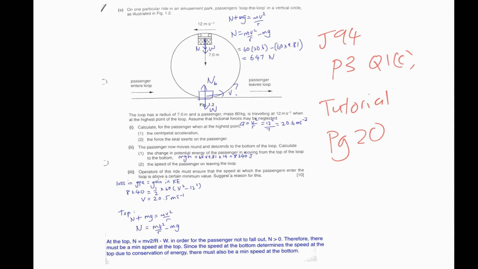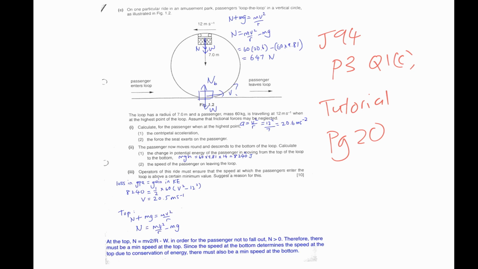Do you understand? So because you have a minimum speed at the top, therefore you also need a minimum speed at the bottom due to conservation of energy. Because the difference in KE here will give you mgh. mgh is fixed. Since you have a minimum speed here, you must also have a minimum speed here. Do you understand? Because it's half mv squared here minus half mv squared here equals a fixed value, 8240.